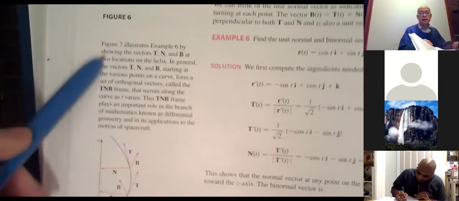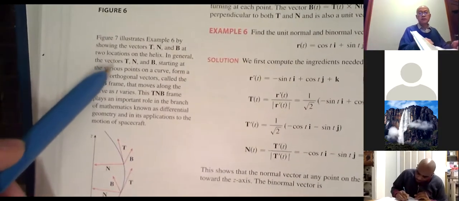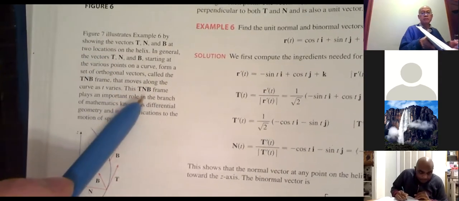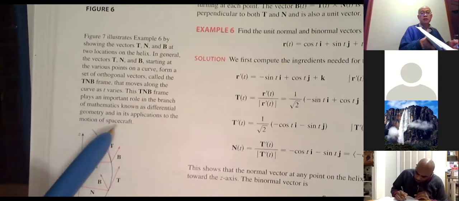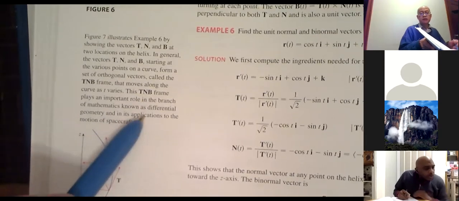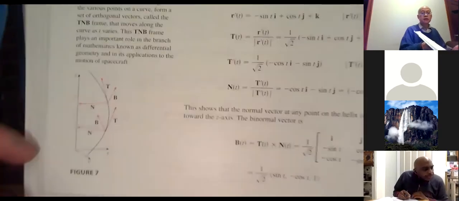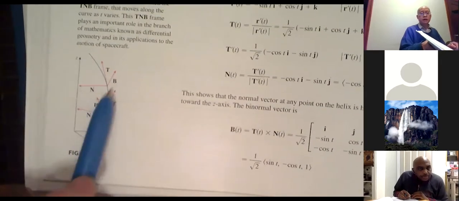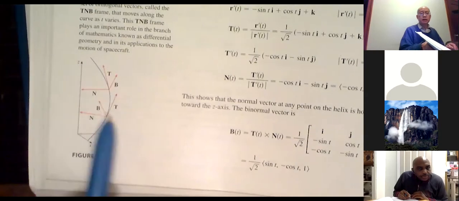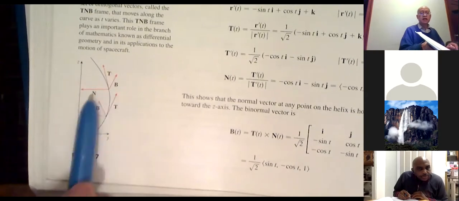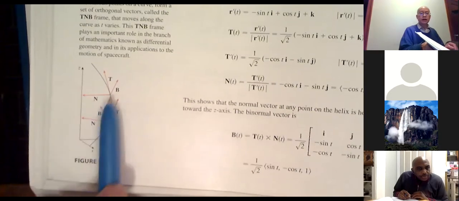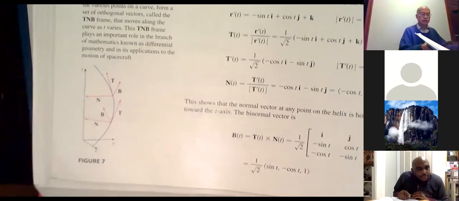Okay, and actually, you can look at this or not. This is more for you physics people. There's something called the TNB frame. It's applied to motions of spacecraft and motions of objects. As you move along in space, like a spacecraft, you want the vectors T, N, and B. So we know the tangent vector, normal vector, and binormal vector, defined as follows.